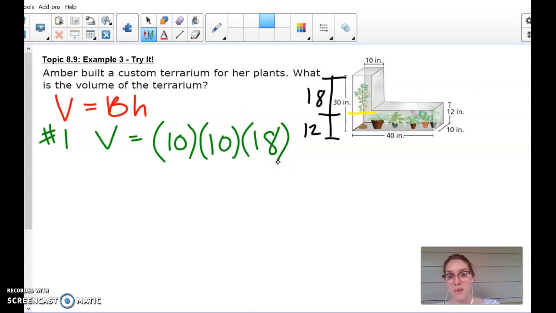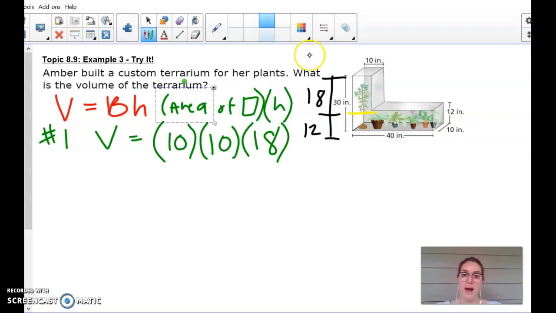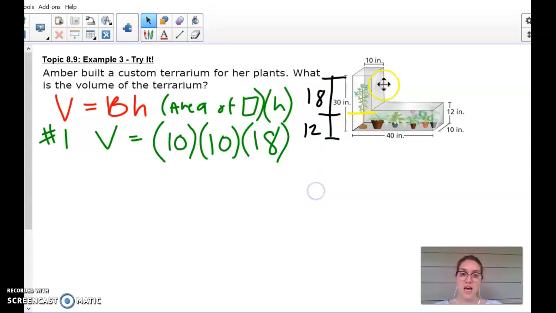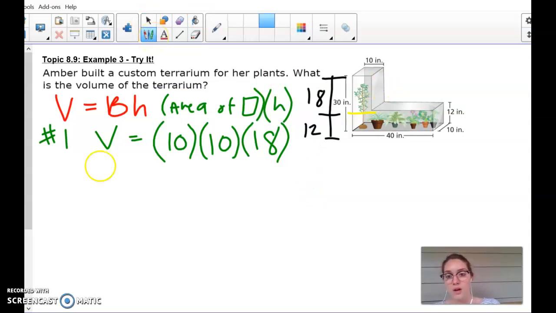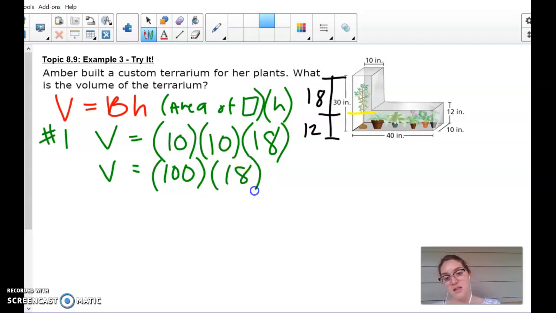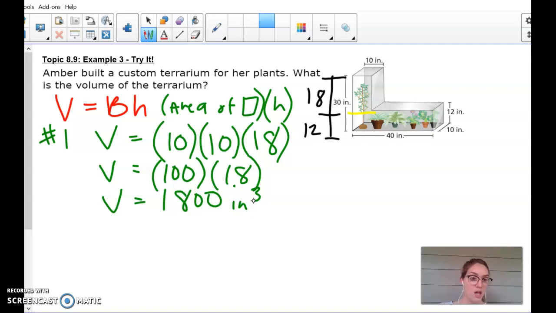So this is the area of the base, the area of the square, times the height. That's what we're looking at, okay? So 10 times 10, we know volume equals 10 times 10 is 100. That's going to be the area of the base times 18. 100 times 18 is 1,800 inches cubed. We're looking at how many 3-dimensional cubes can fit into that rectangular prism.